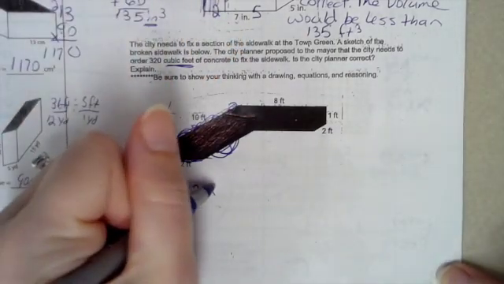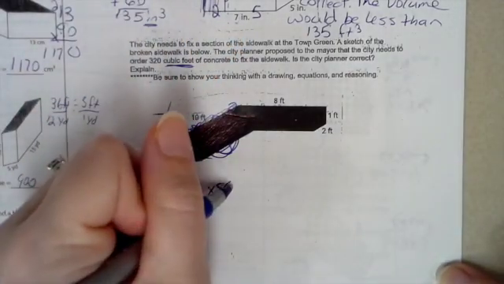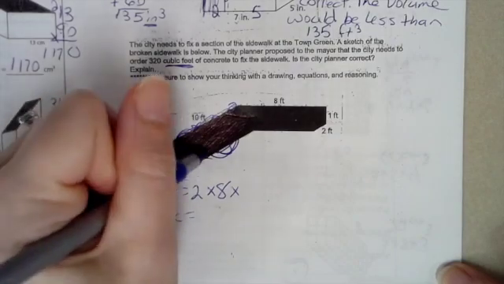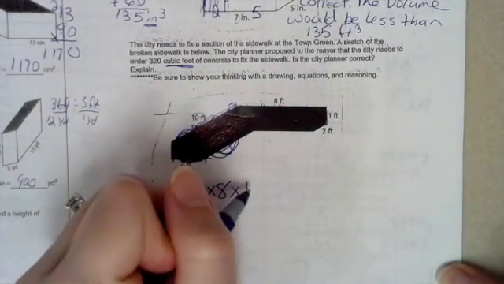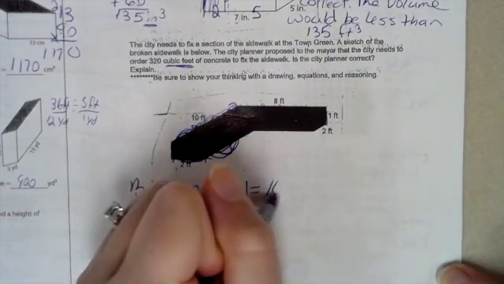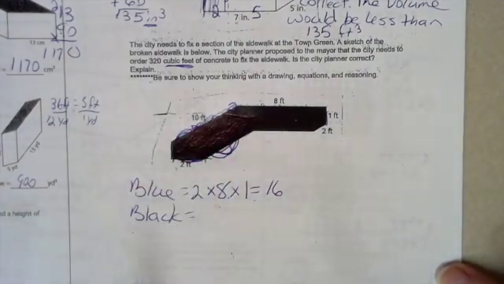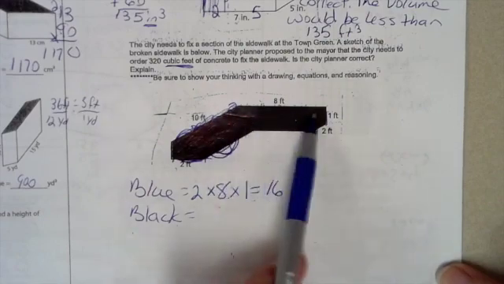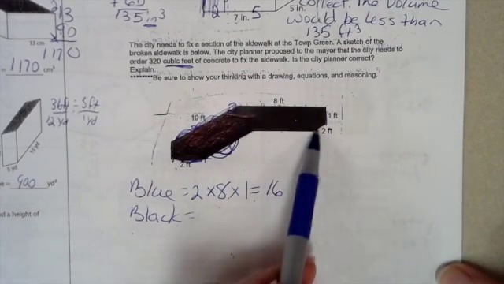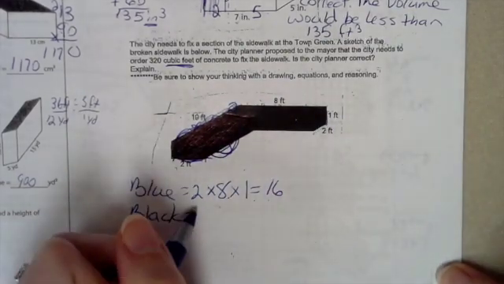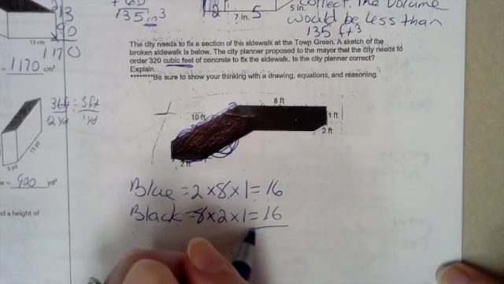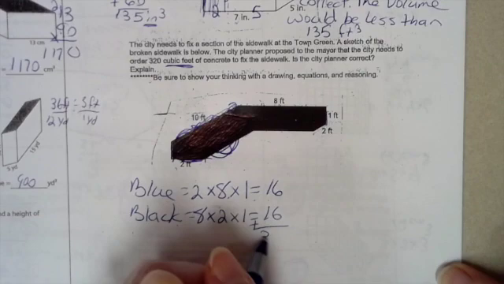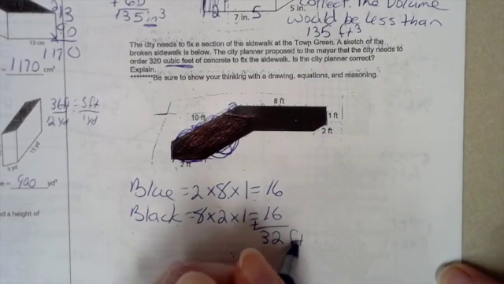2 times 8 times what's the height? The height of the whole shape of everything is 1. So 2 times 8 times 1 is 16. Now we're going to do our black piece. Our length is 8, our width is 2, and our height is 1. 8 times 2 times 1, which is also 16, which is 32 cubic feet.